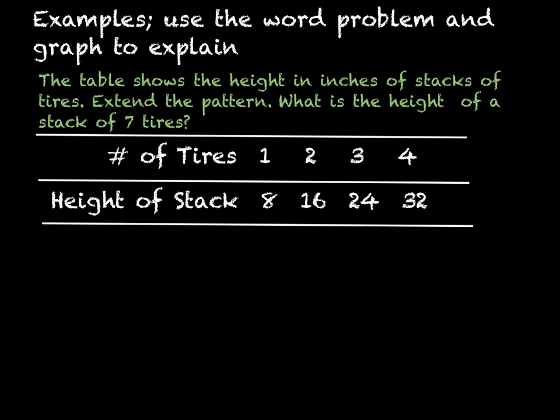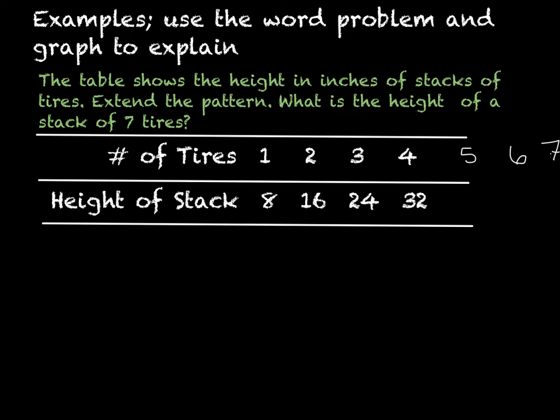In this next example, we are asked to look at the table and try to find the height of 7 tires. The table shows the height in inches of stacks of tires. We want to extend the pattern out to find the height of 7 tires. Okay, so that would be, if we had 5 tires, 6 tires, 7 tires. That's what we need to find.